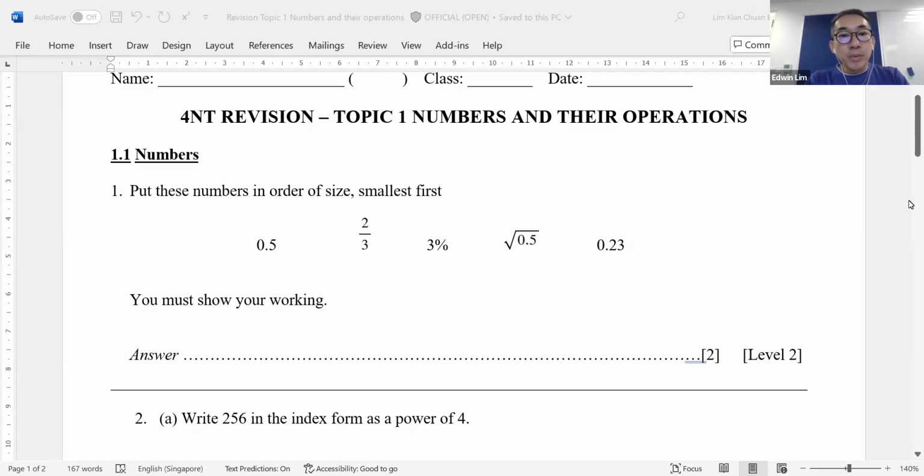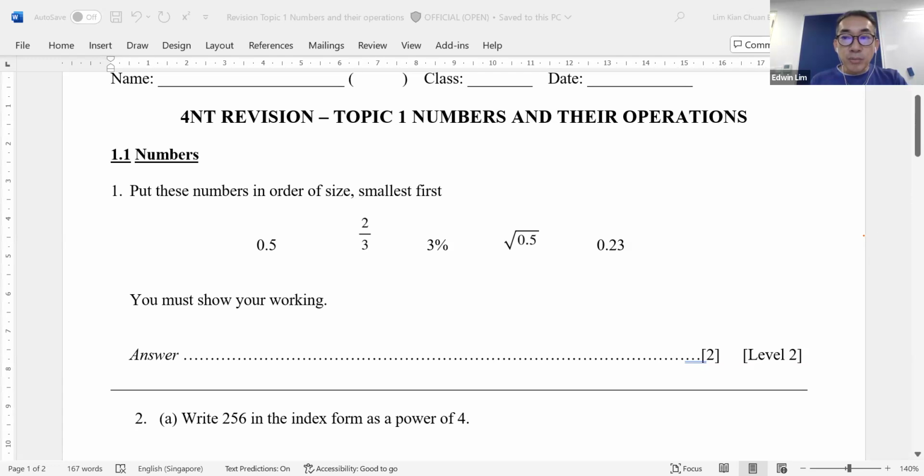Hi everyone. I'll be covering some questions on topic number 1, numbers and their operations. Question 1. Put these numbers in order of size, smallest first. 0.5, 2/3, 3%, square root of 0.5, and 0.23.